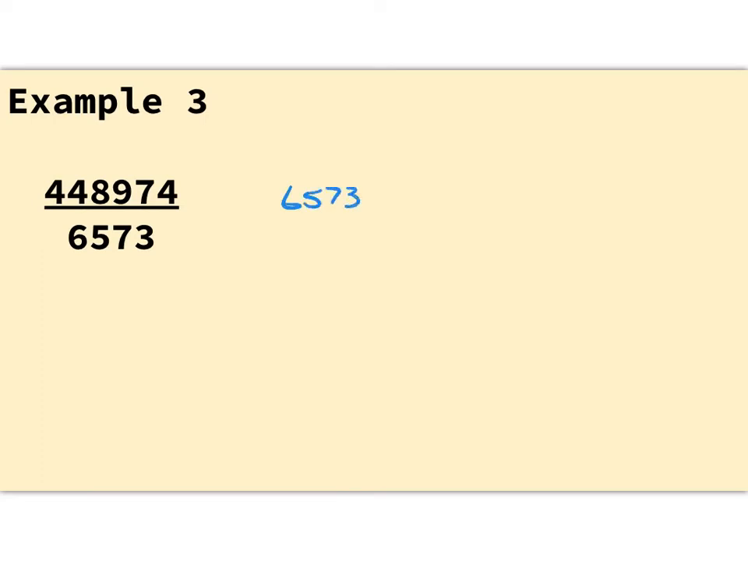6573 going into 44,89,74. Now, these numbers look very large and it seems confusing, but it's actually not that confusing. What you're actually going to have to do is take a guess, and just guess at the first numbers.